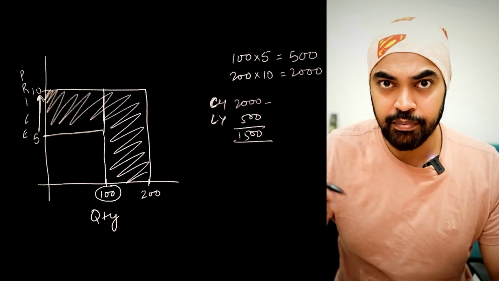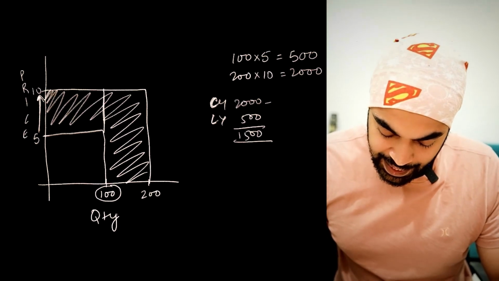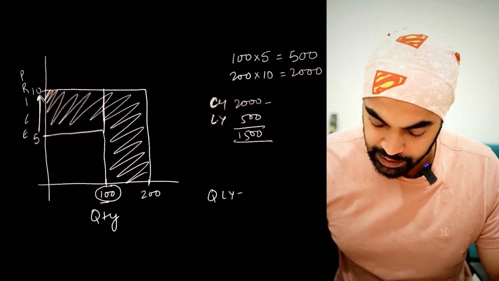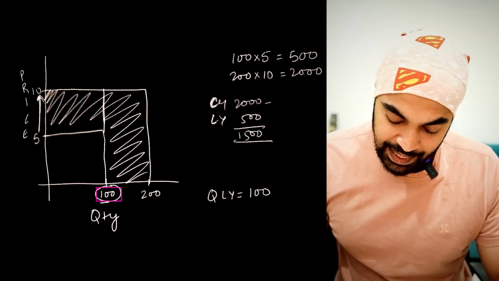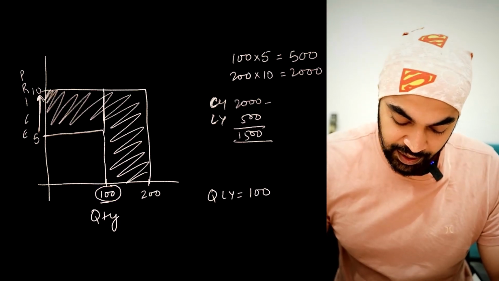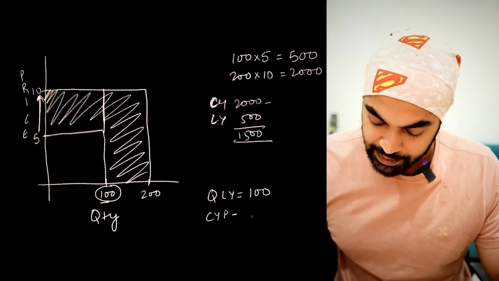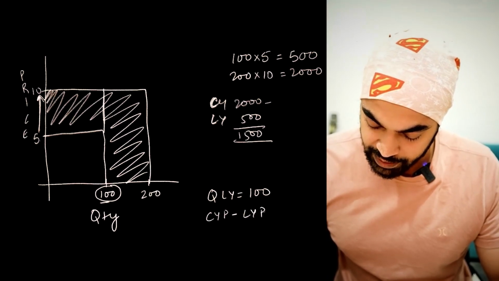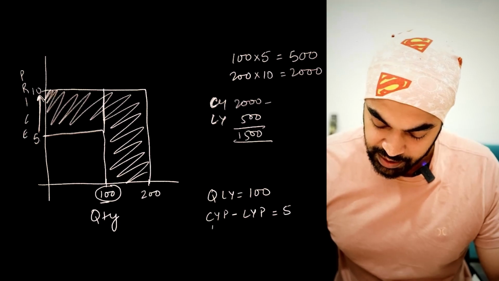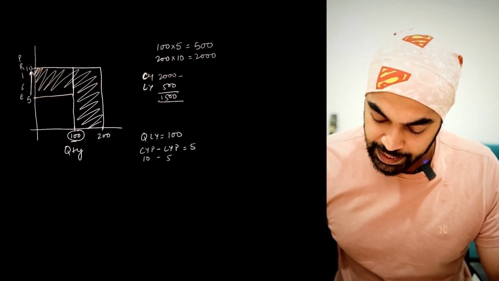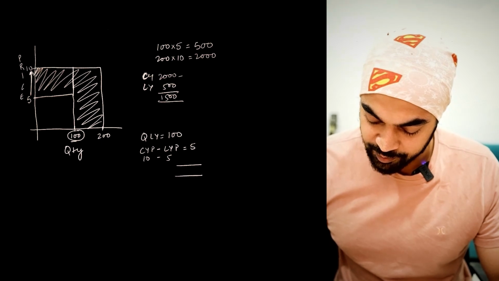So if I were to mathematically calculate that, I will say, hey, take the quantity of last year, which is 100, and take the price difference. That means from 5 you move to 10. So I will say current year price minus the last year price, which is going to be $5. This is 10 and this is 5. This is going to give me a 5. So 100 into 5 is going to give me 500.